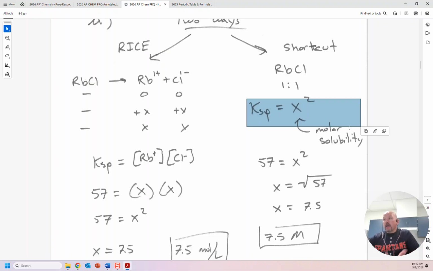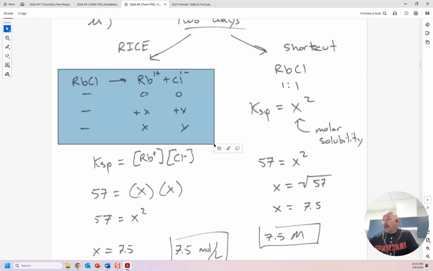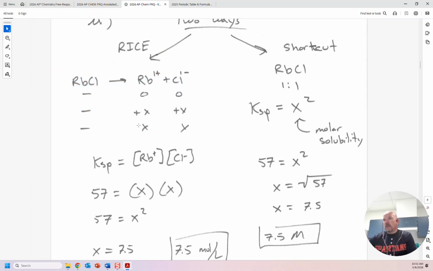Now, where did the shortcut come from, right? If we forgot our shortcut, how do we get there? Well, we have to make a rice chart, right? So we have the solid dissolving in water. We don't care about the amount of solid, but the rubidium is going to start at 0. The chloride is going to start at 0. We're going to gain 1 rubidium, and we're going to gain 1 chloride because it's a 1-to-1 ratio. So if I gain this X rubidium, I'm going to gain X chloride. So at equilibrium, right, rubidium and chloride are going to both be X.